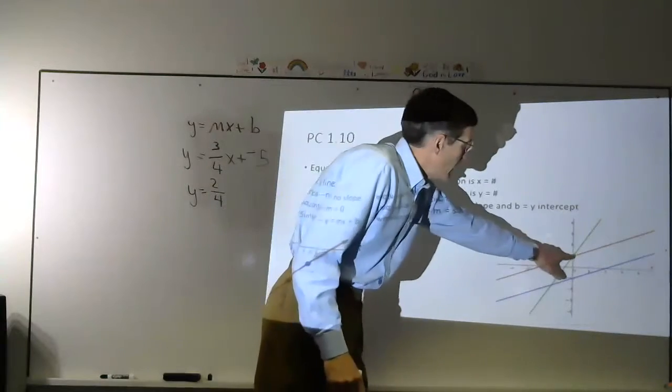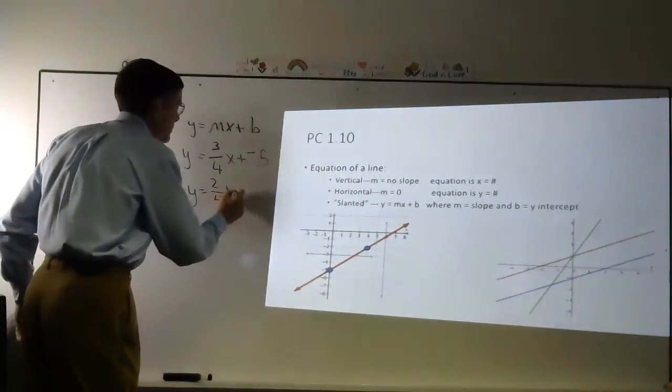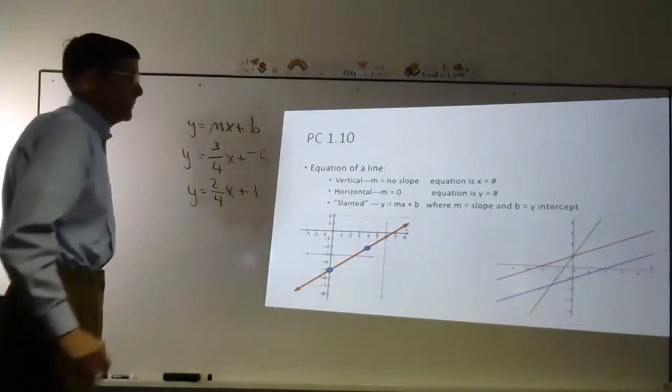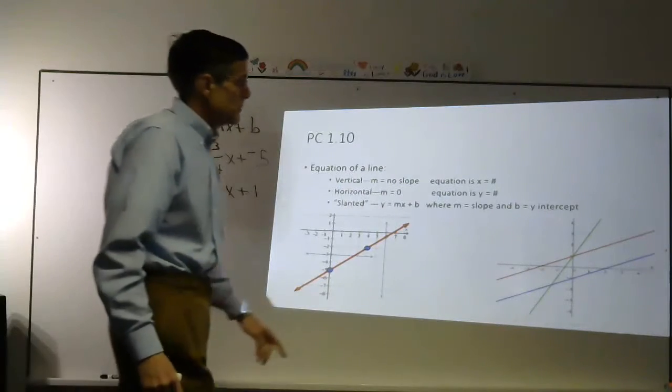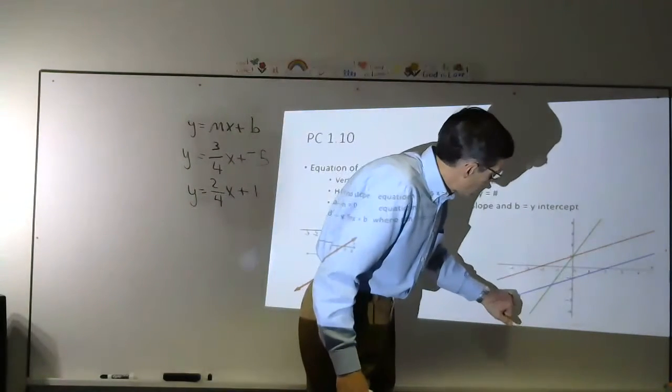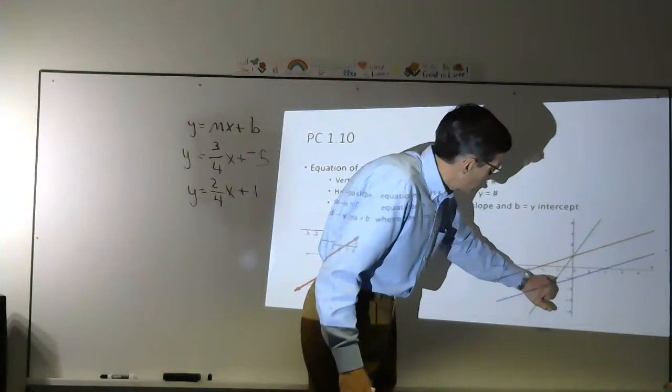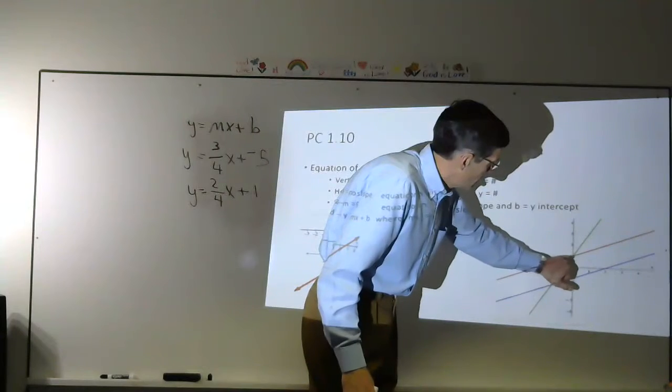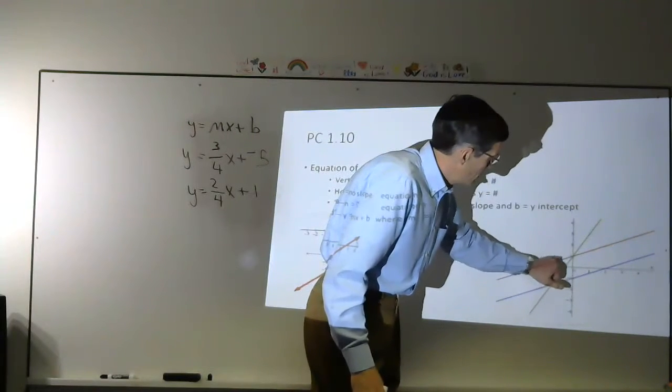Where does it hit the y-axis? It hits at 1, plus 1, okay? How about the green line? The green line looks to me like it's up 2 and over 1. Up 2 and over 1.